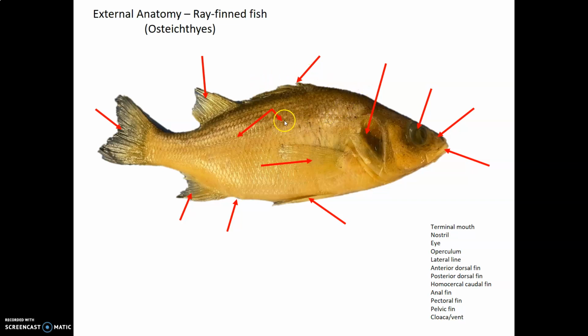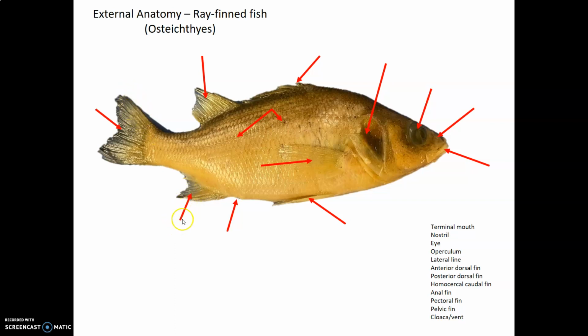The lateral line, seen here running along the lateral side of the fish, is a sense organ that helps the fish to pick up vibrations in the water. Looking at the fins, the dorsal fin is broken into two sections, the anterior dorsal fin and the posterior dorsal fin. The caudal fin, or the tail fin, is known as a homocercal caudal fin, simply because the upper and lower lobes are the same. Again, this is different than the cartilaginous fish, where the heterocercal caudal fin had a different upper and lower lobe.